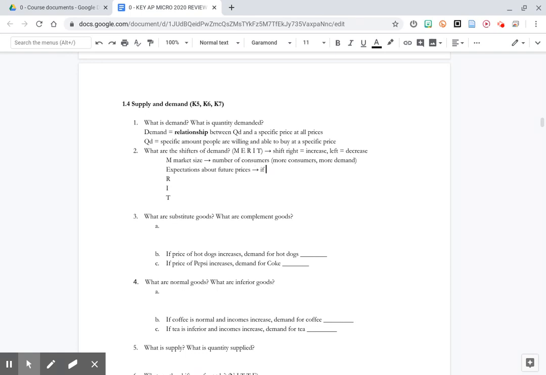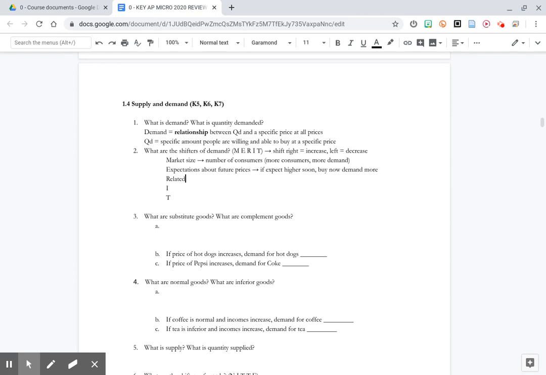The next is expectations about future prices. And this is if you expect higher prices soon, buy now. So demand more. Because you're going to say to yourself, if I think the price of this good is going to be more in a week, I should buy it now before the price goes up. If I think the price is going to drop a week from now, I'm going to hold off on purchasing today and demand would decrease.